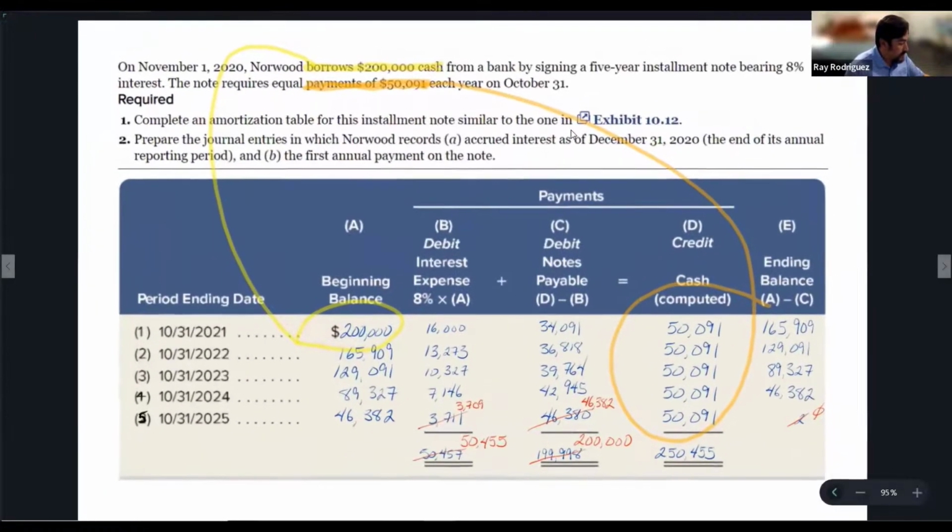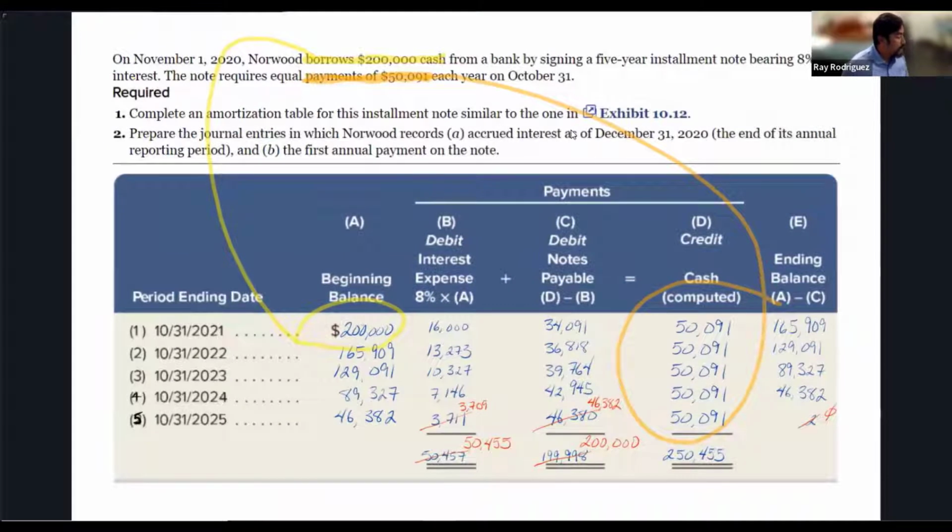The problem says, on November 1st, we borrowed $200,000 cash from the bank, signing a 5-year installment note, 8% interest. We make equal payments each year on October 31st of $50,091. So like I told you, we won't have to calculate the payment amount. It's going to be given to you. Fill out the amortization table. So we begin with the borrowed amount as our beginning balance on that first line.